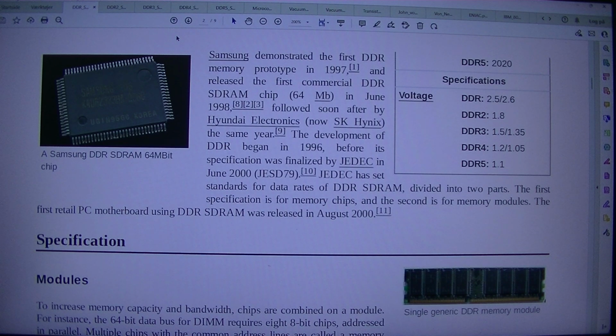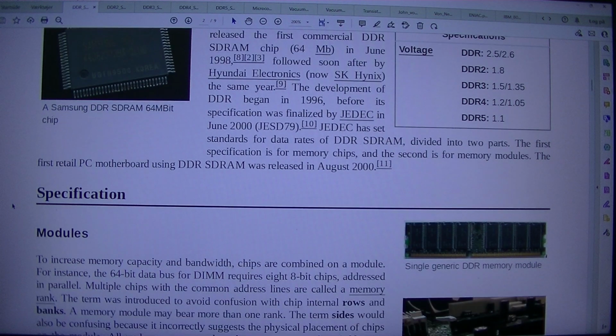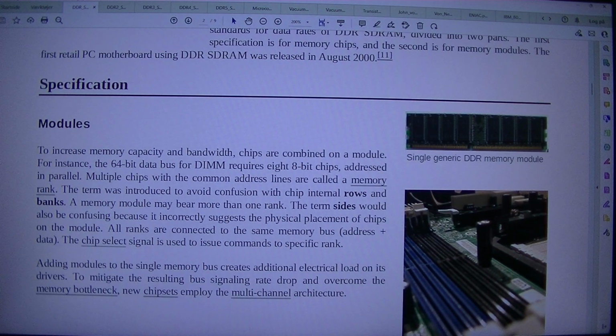A Samsung DDR SDRAM 64-bit chip. Samsung demonstrated the first DDR memory prototype in 1997. ARM released the first commercial DDR SDRAM chip, 64 MB, in June 1998, followed soon after by Hyundai Electronics, now SK Hynix, the same year. The development of DDR began in 1996, before its specification was finalized by JEDEC in June 2000. JEDEC has set standards for data rates of DDR SDRAM, divided into two parts. The first specification is for memory chips, and the second is for memory modules. The first retail PC motherboard using DDR SDRAM was released in August 2000.